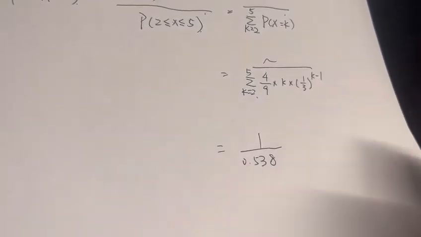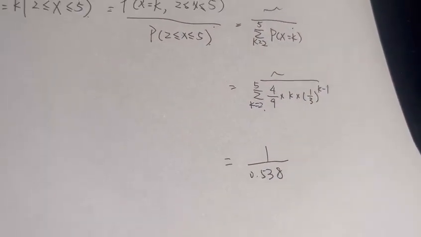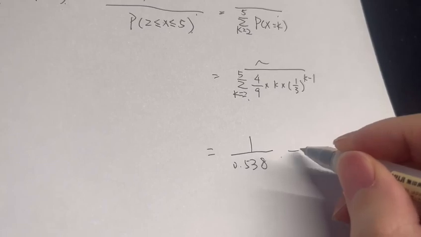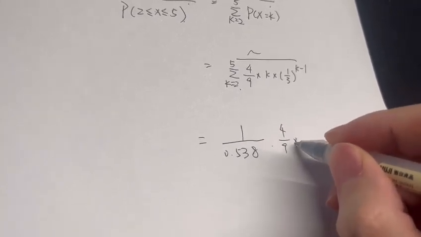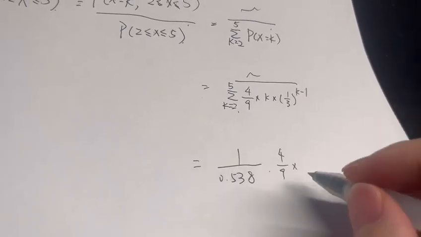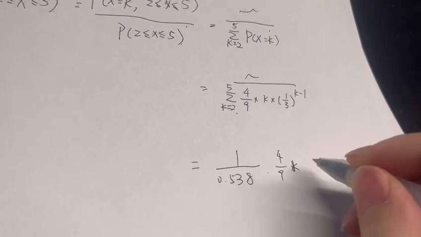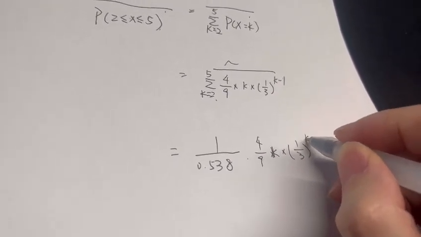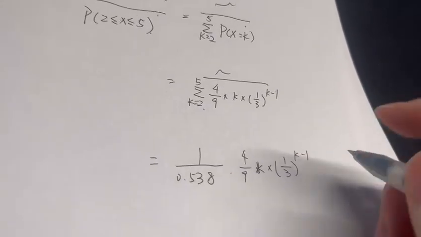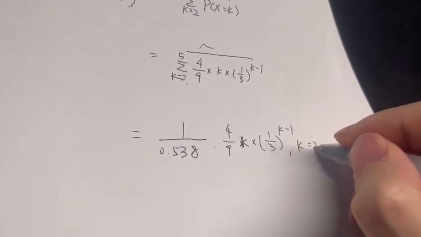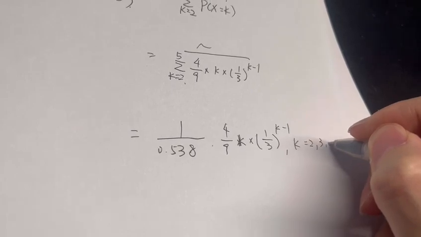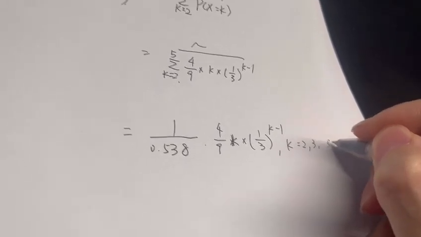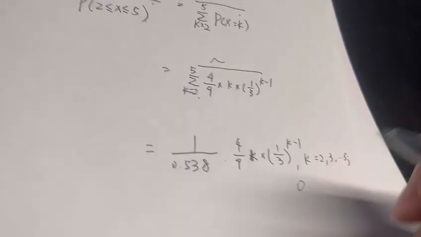It equals to 1 divided by 0.538 times 4 divided by 9 times k times 1 divided by 3 to the power of k minus 1, for k equals to 2, 3, 4, 5, or 0 otherwise.